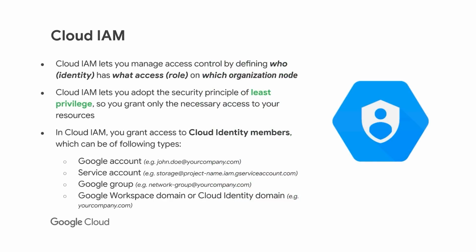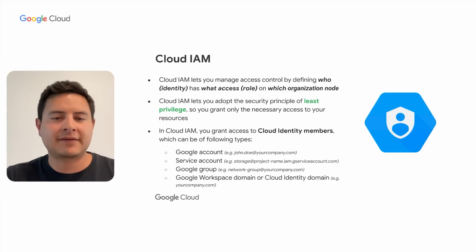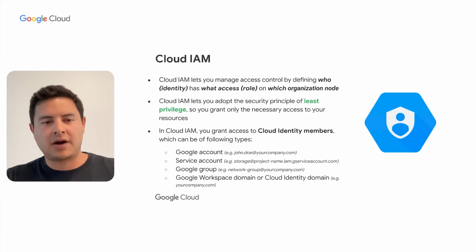Cloud IAM is the GCP control panel for everything that has to do with authorization within GCP. It lets you manage the access and define who that person is and what access and what organization can they access, right? So it lets you adopt that security principle of the least privilege. So you always, when you add a principal, you want to give only what is necessary for that person or principal to do its job.